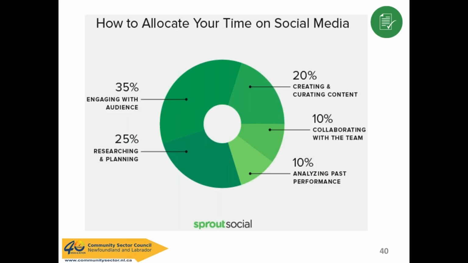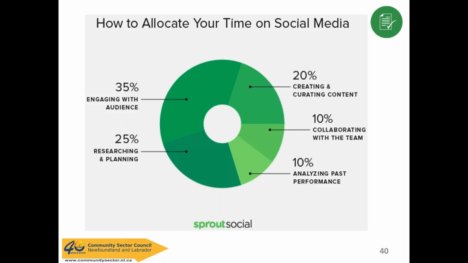And this last slide says how to allocate your time on social media. So Spread Social suggests that 35% of your time should be engaging with your audience, which is quite a lot of time. So that would be replying to comments, maybe going to their pages and giving a follow, seeing what they're putting up and leaving some comments or questions.